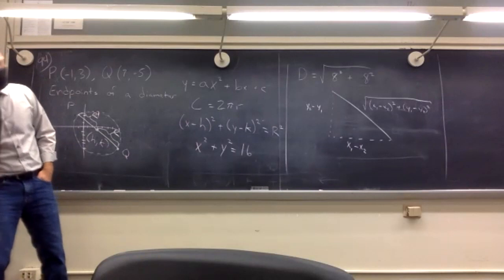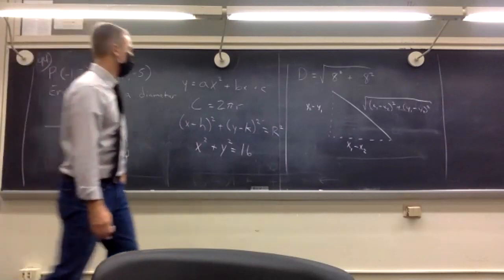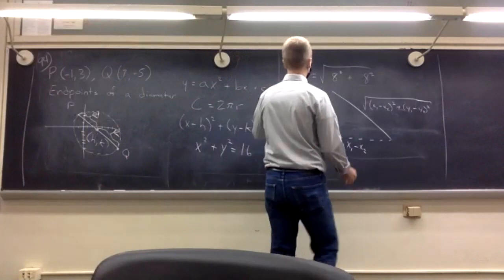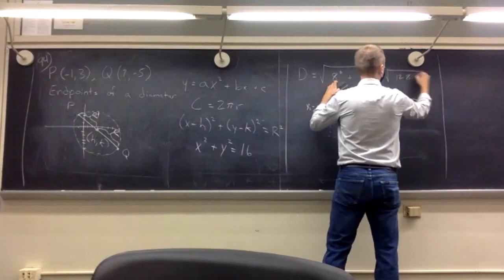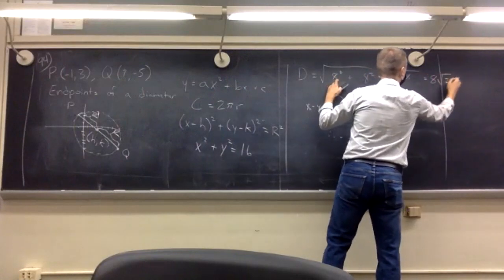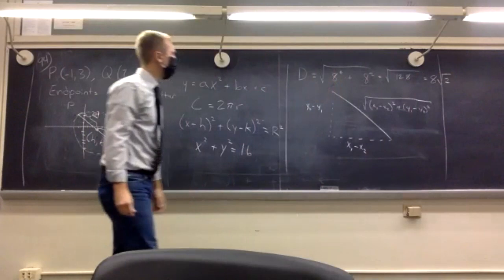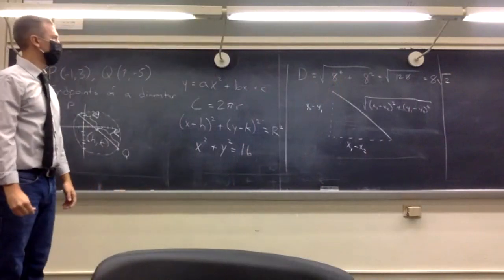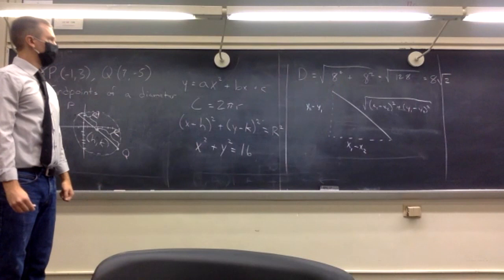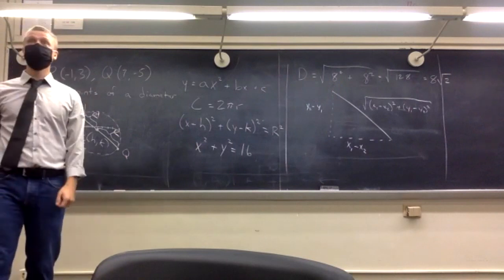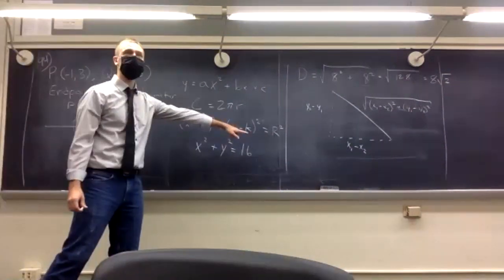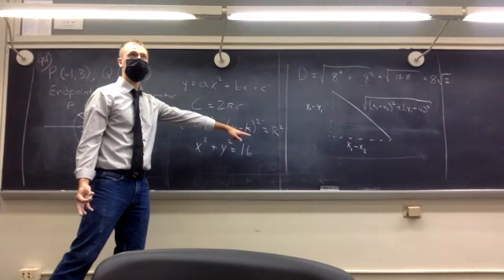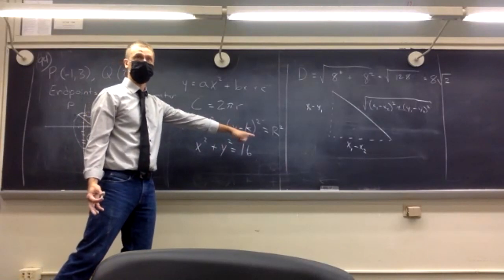Okay, so we get the square root of 64 plus 64, the square root of 128, which is 8 root 2. So that's the diameter. For the formula of the circle, we need to know the radius, right? So we'll just divide it by 2. And then square it. Right?